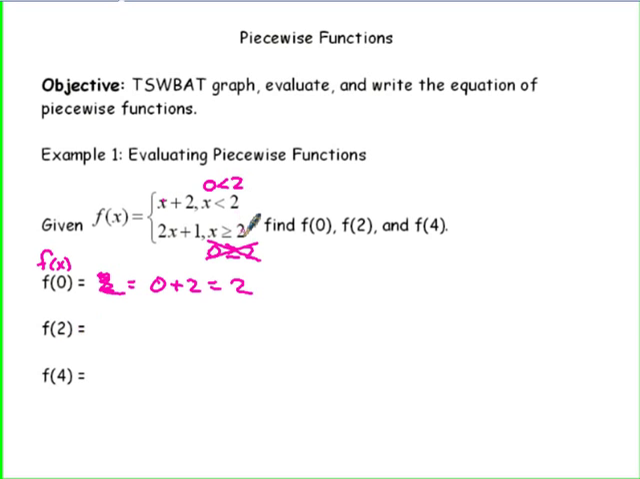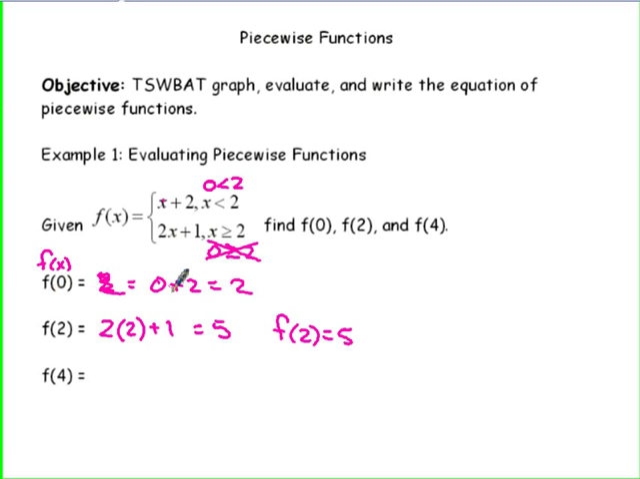Notice there's a 2 on both of these, but only one of them is equal. Here it's only values of x that are less than 2, but here it's equal to 2. So we plug in our value of 2. 2 is greater than or equal to 2. Plug it in: 2 times our value of x, plus 1. 4 plus 1 is 5. All right, so f of 2 is 5.